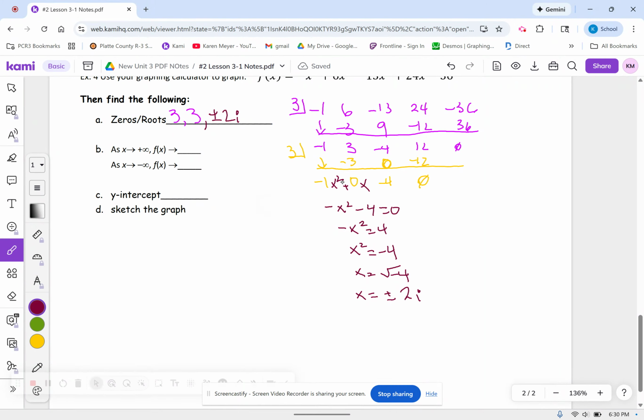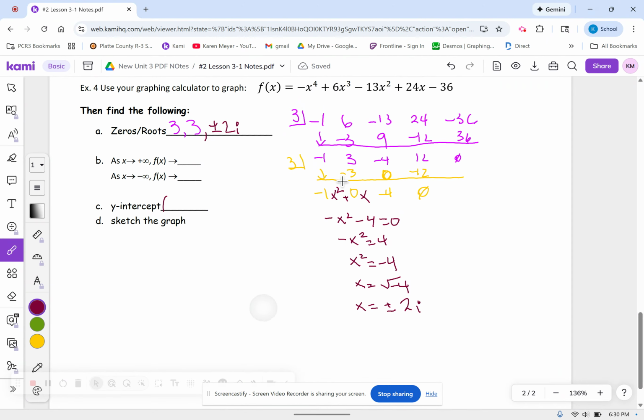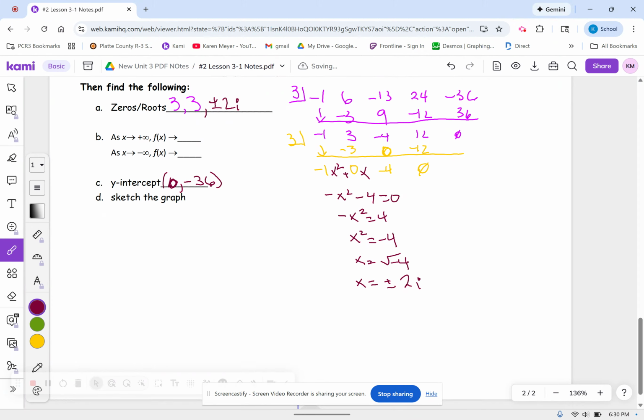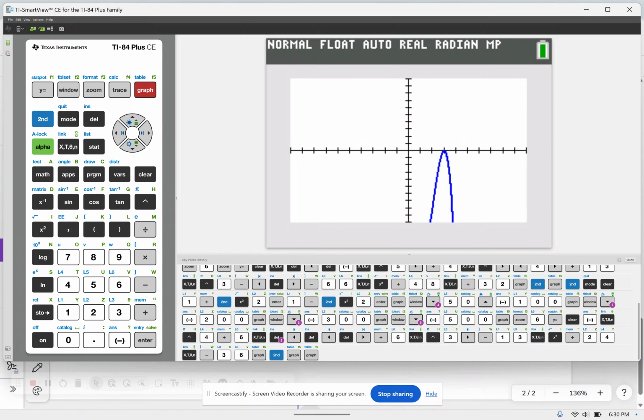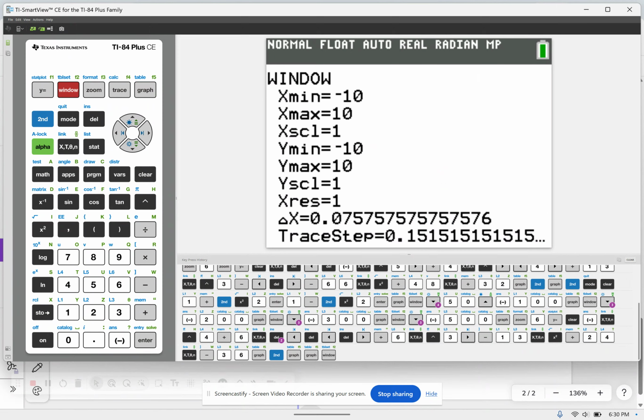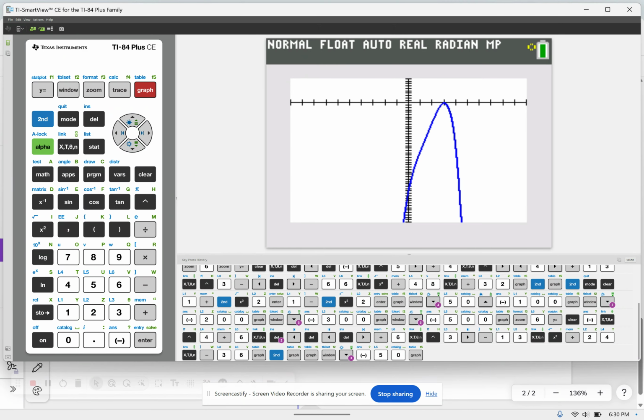My y-intercept is the plain number, so that's going to be 0, negative 36. So now if I go back to my calculator, go back to the graph. I'm going to change my y-min past, let's see here, my y-intercept was negative 36, so let's make that negative 50. Then I'm going to hit graph.